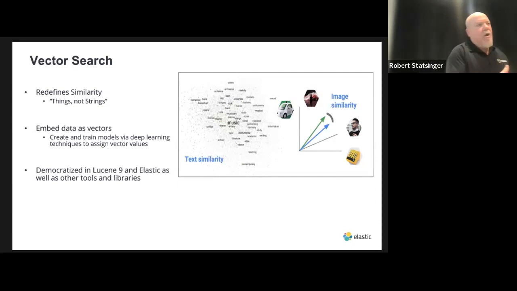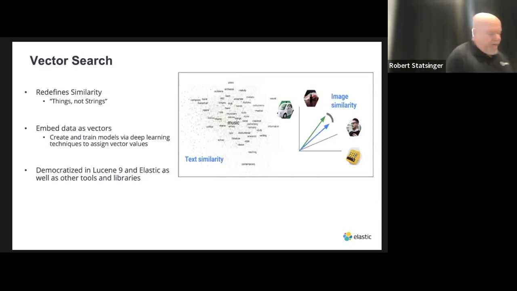And it does this by encoding the data as series of vectors, bunches of numbers. And these numbers come from these notions of deep learning models. So the idea is machine learning lets you encode data as a series of numbers. And then you have mathematical ways of comparing these vectors to each other to determine similarity that results in very nuanced ways of comparing data that really would be difficult or impossible when you're just comparing strings to each other.